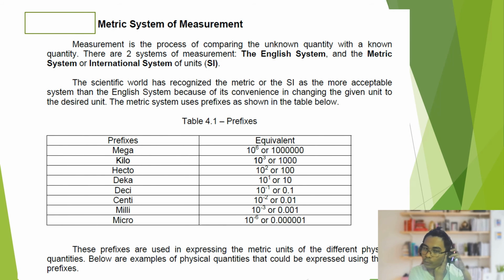Now, in the metric system of measurement, you also need to be acquainted with these prefixes. It is important to know these. We have mega, kilo, hecto, deka, deci, centi, milli, micro. Actually, there are many more. If you try to search on Facebook, there are many more. There is also giga, and the tiny ones like nano and pico. But in our case, we will just limit ourselves to these 8 prefixes.